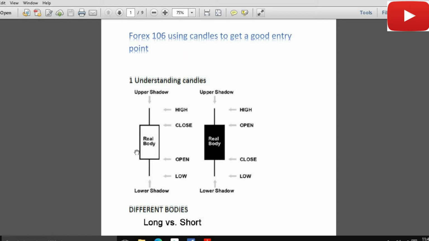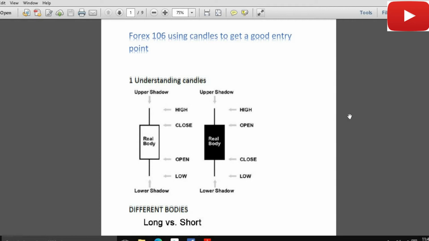Now on Forex 101 we spoke about candles, an introduction to candles. Please do go to our Forex 101 so that you can understand what we are talking about when we talk about a shadow, the high and the close of candles. Right, so we're going to go deeper into our candles. We're going to use these candles to get good entry signals, so stick with us to understand what candles are and how we can use them to get powerful and good entry signals.